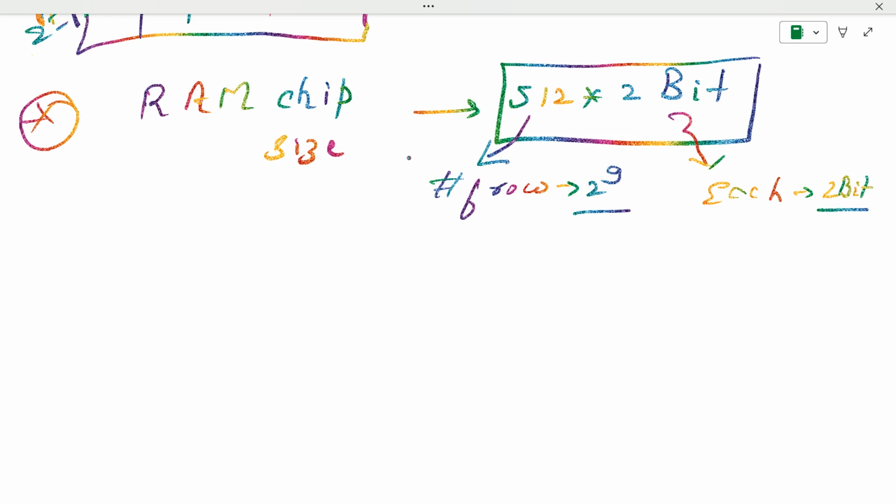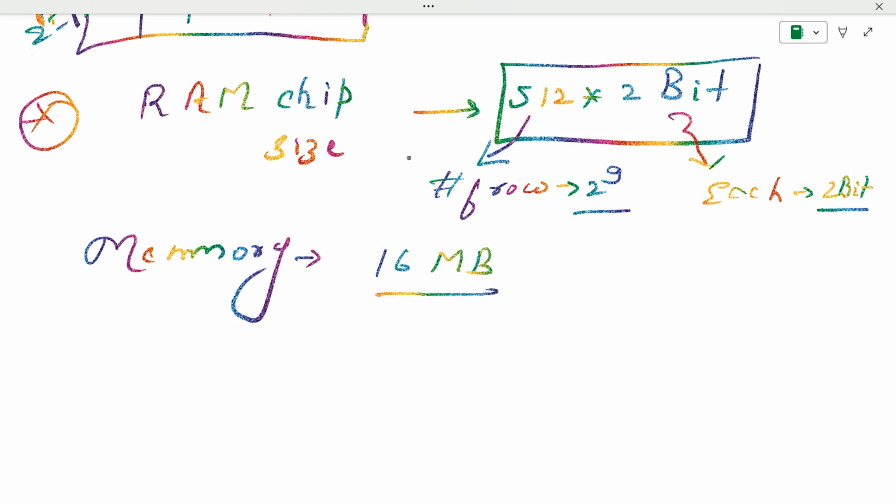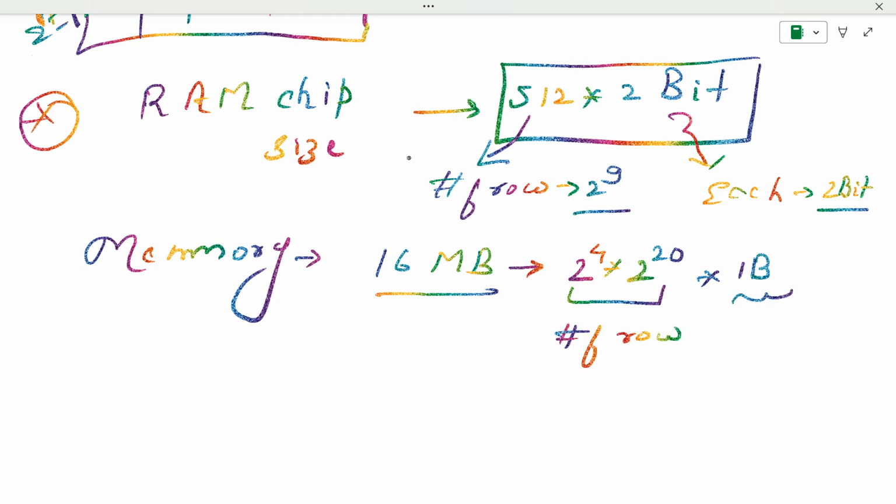Okay. Now, if we want to make a memory of capacity, let's say 16 MB, what does this mean? This means that we have 2 raised to the power 4 into 2 raised to the power 20 into 1 byte. So this should be the number of rows in the memory, and each row should constitute 1 byte, that is 8 bit of data.